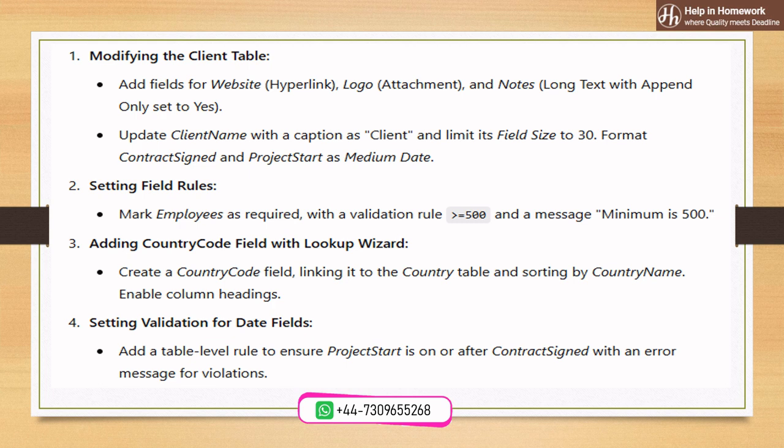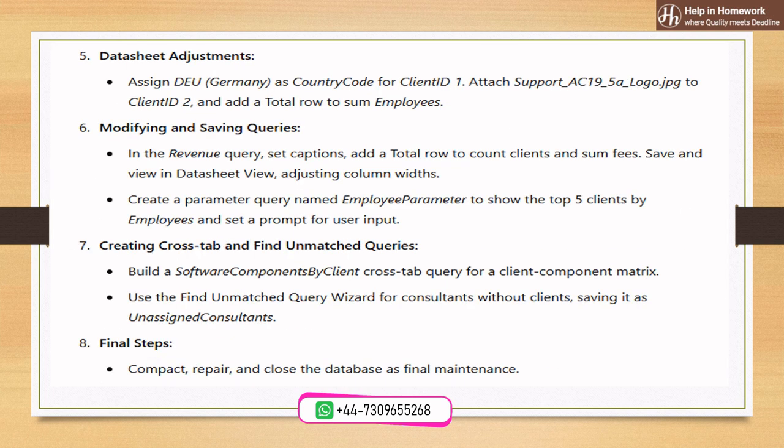Step 4. Setting validation for date fields. Add a table-level rule to ensure project start is on or after contract signed, with an error message for violations. Step 5. Datasheet adjustments. Assign DEU, Germany, as country code for client ID 1. Attach support AC19_5A logo.jpg to client ID 2, and add a total row to sum employees.